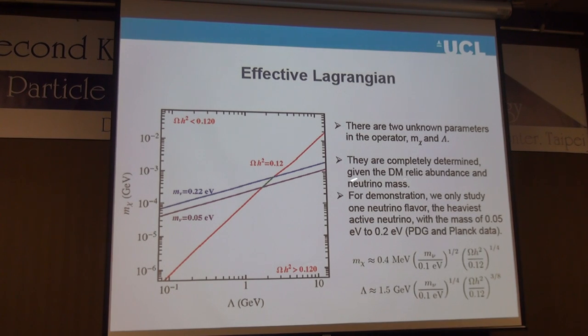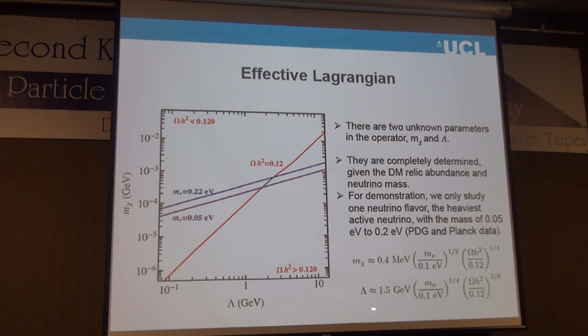Since this is a toy model, we just explore the one-flavor case, which we choose to be the heaviest active neutrino, with a mass around 5 times 10 to the minus 2 to 0.2 eV. As I argued before, from neutrino oscillation alone we only know the delta m squared. But from Planck, they impose a constraint on the sum of the neutrino masses, less than 0.6 eV roughly, which can constrain the heaviest one to be in this range.